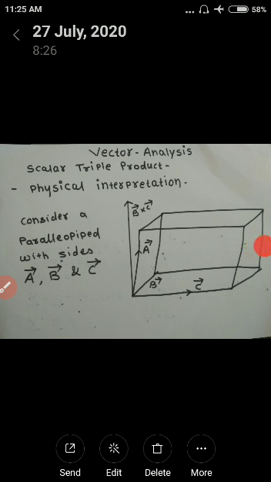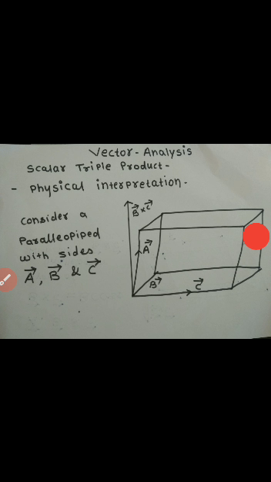Students, in the previous slides or previous PPT, we have seen vector algebra or vector analysis. In that, we have seen what is meant by a scalar physical quantity, what is meant by a vector physical quantity. Also, we have seen the dot product and cross product, and also the scalar triple product.